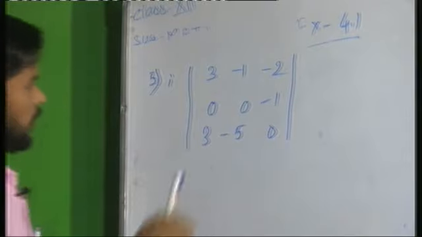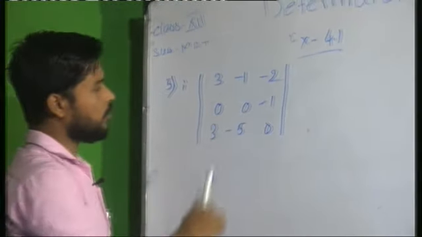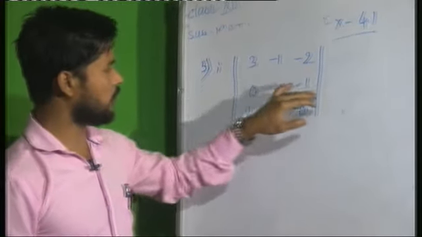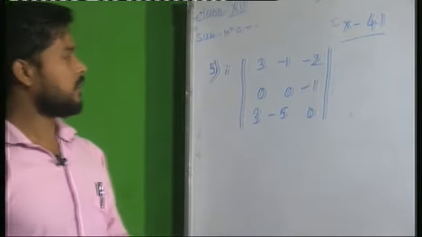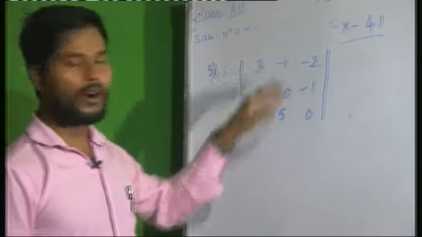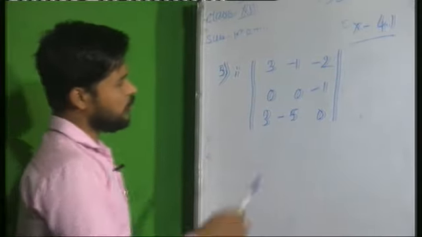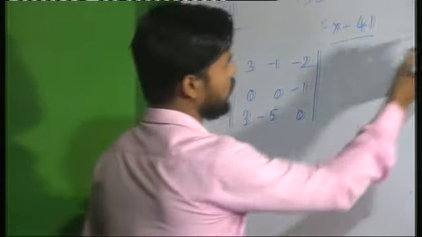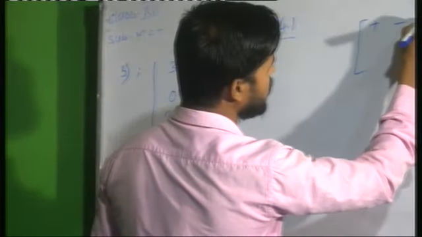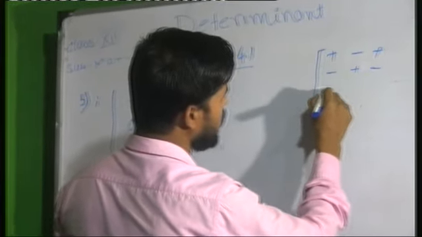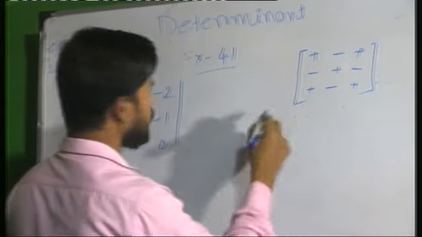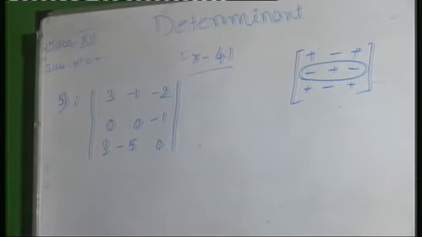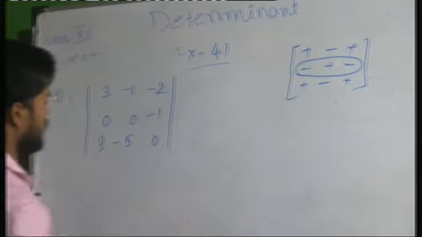Now look, row number 2 contains the maximum number of zeros. So if we expand the determinant along row 2, it will be easy, but you can choose any row or any column. So we are choosing this row. We know the sign rules: plus, minus, plus; minus, plus, minus; plus, minus, plus. So if we expand along the second row, the signs will be consecutively minus, plus and minus.